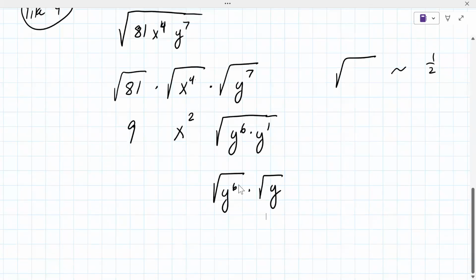So we're breaking this thing apart just like we did the original. Use that 1/2 thing for y to the 6th. What does that become? It would be... you're taking half of 6. Oh, 3. y cubed.